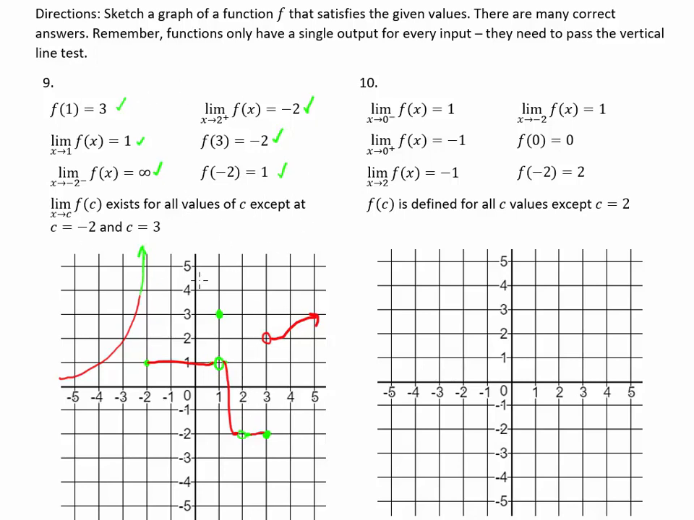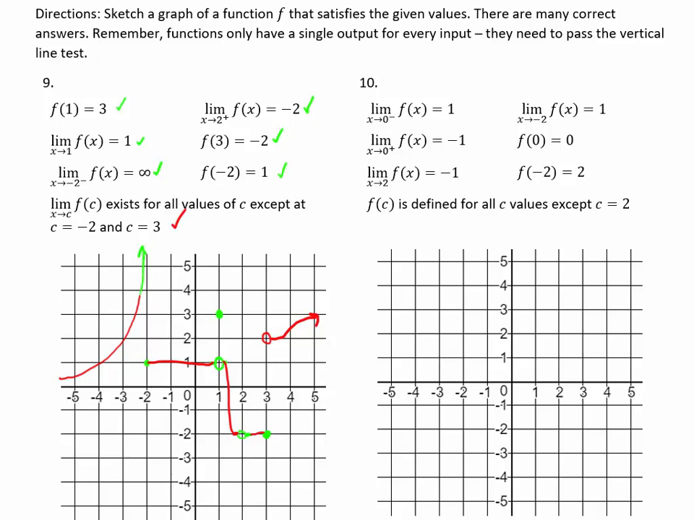Okay, it doesn't say anything about being defined everywhere, so I don't need to worry about filling in a dot for here, because right now it's not defined. It's defined everywhere else, it's just not defined at 2. But that's not a problem. It doesn't say I need to do that. So there we go. Now defined for everything. There's problem number 9.